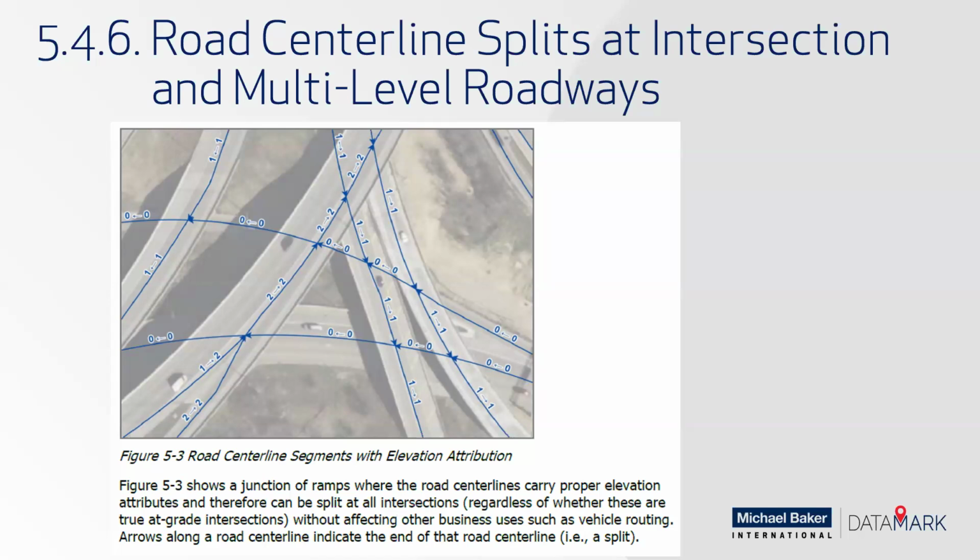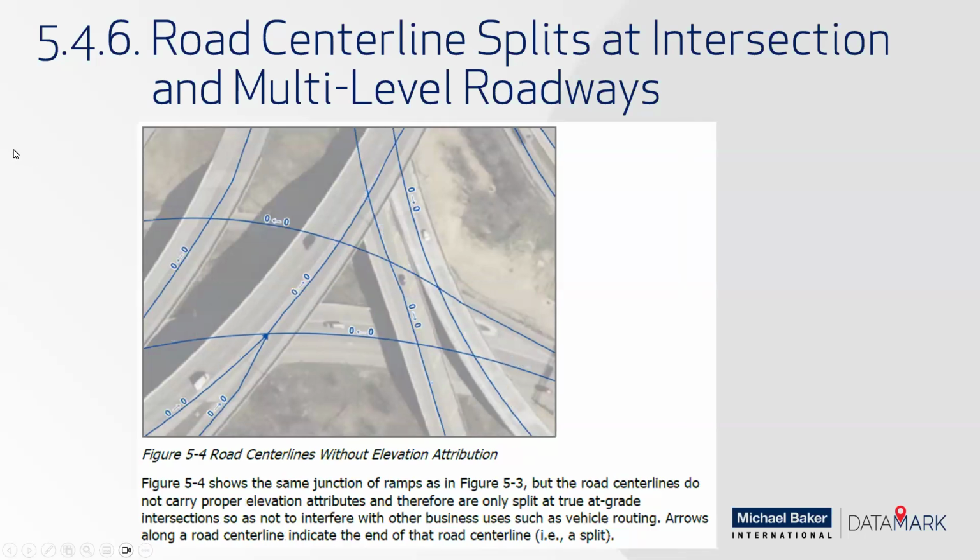So the one I'll point out here, this 2 to 2, right? It's kind of the main lanes of a freeway, looks like. It can still be split here. I don't know why you would need to do that, but apparently there is a scenario where that's possible.